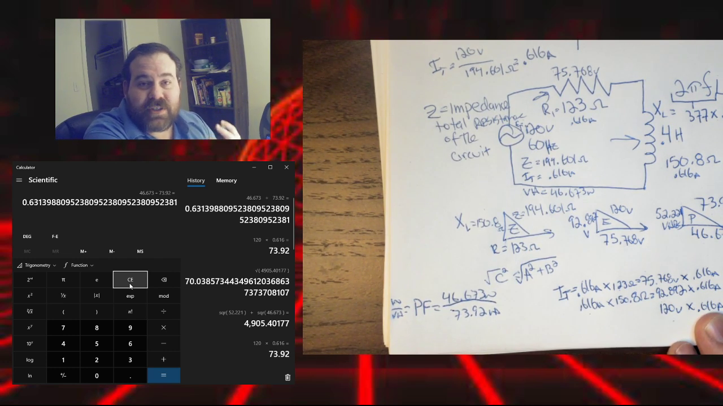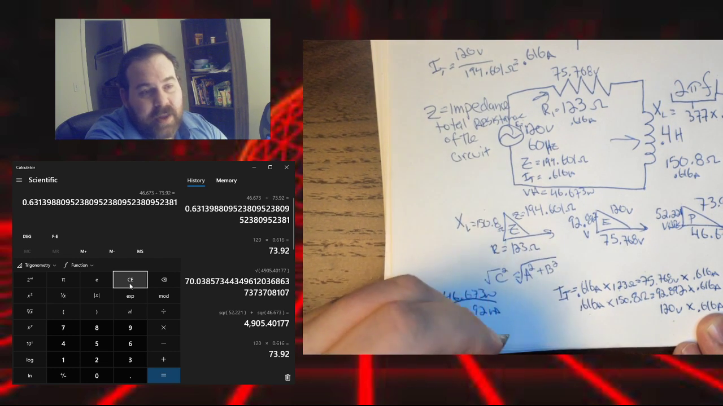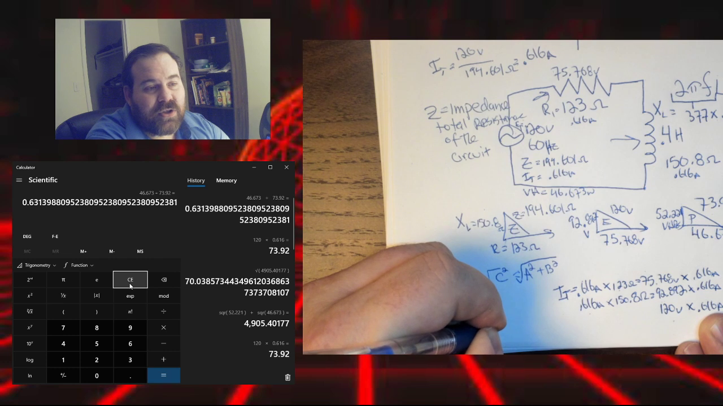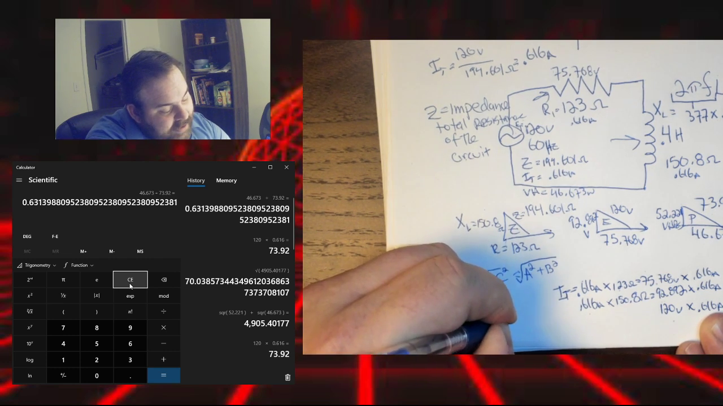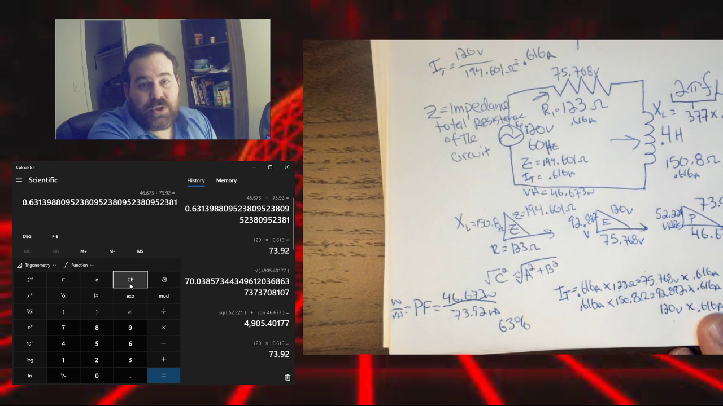Now, you're going to get less than 1 for a number, and that's on purpose because our efficiency is a percentage. So, 0.631398, whatever, we're just going to take the two numbers after the decimal, 63% efficient circuit, which is bad. That's a bad circuit right there. Nobody likes that. It's a pile of garbage.